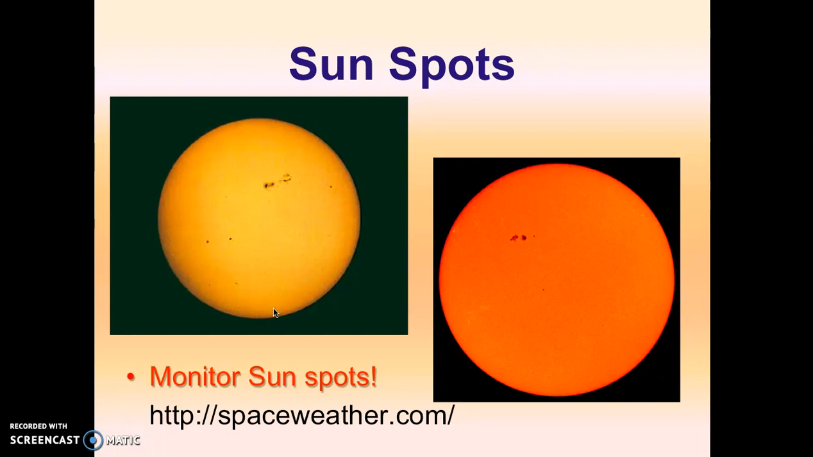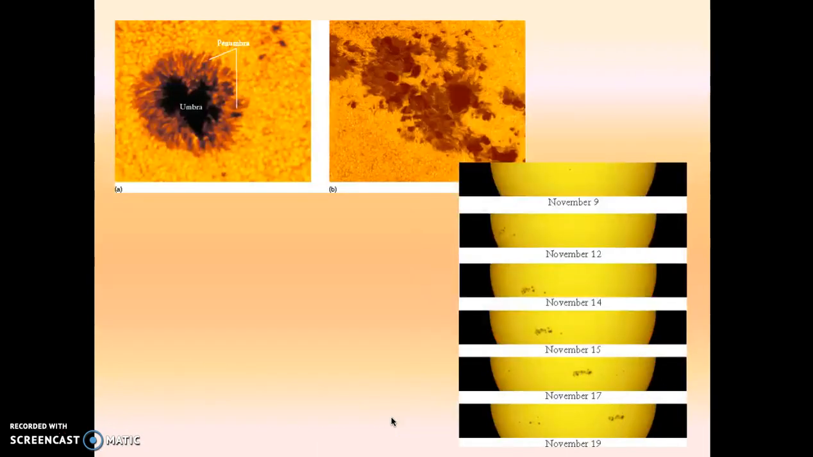And sunspots are areas of cooler regions where the magnetic fields actually spin up and then go back down into the sun. And I'll show you this in a minute. So if you want to monitor your own sunspots, go to spaceweather.com and you can check out how many sunspots we have on the sun today. So I encourage you to do that.